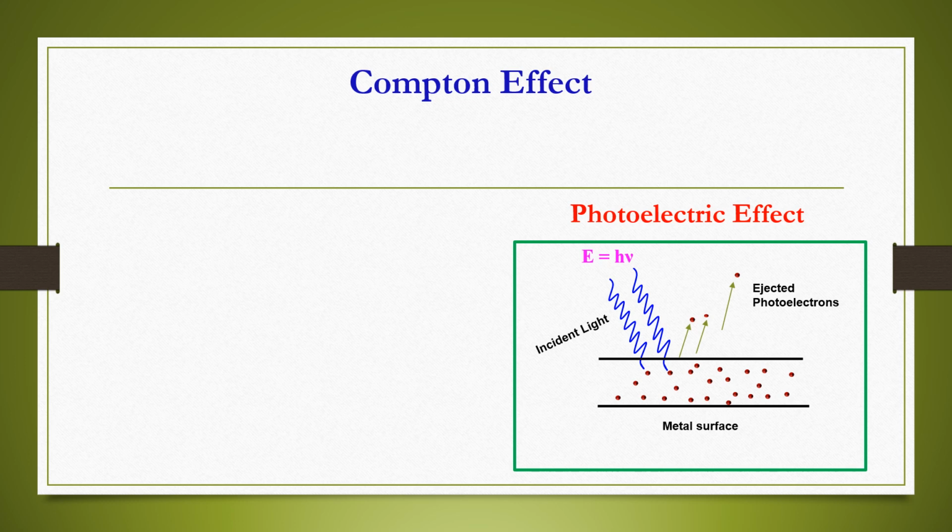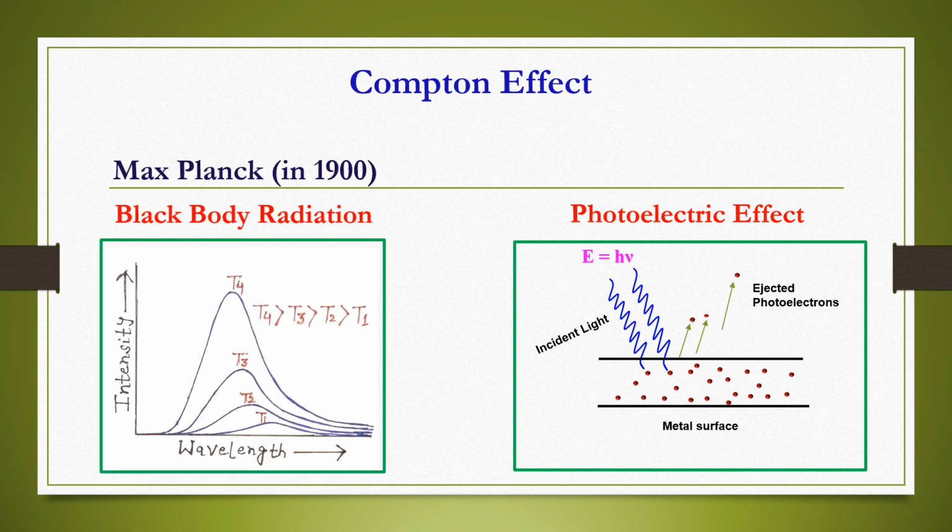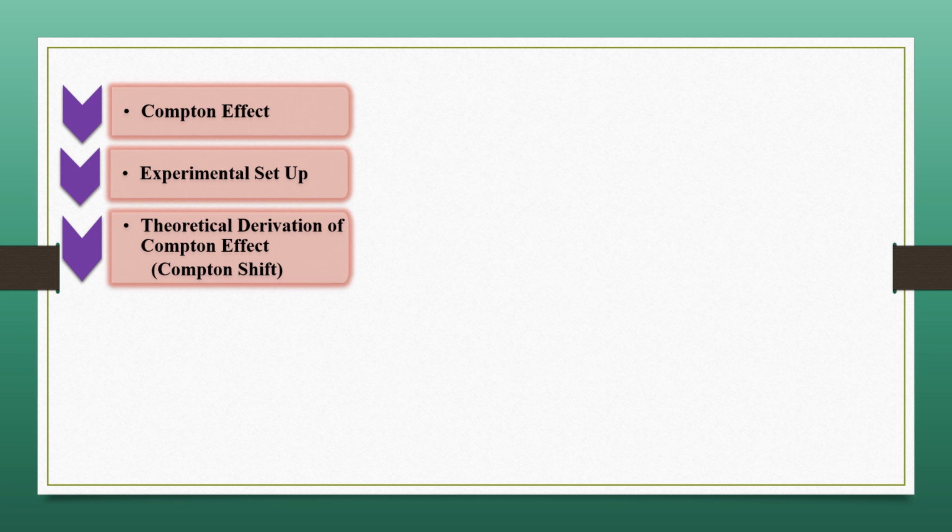Before 1900, it was believed that light is an electromagnetic wave consisting of oscillating electric and magnetic fields, but in 1900, Max Planck was able to explain the spectrum of blackbody radiation by assuming blackbody walls emit or absorb electromagnetic radiation in units or discrete packets of energy rather than the continuous fashion predicted by classical physics. Then, based on his work, Einstein in 1905 explained the phenomenon of the photoelectric effect by assuming the particle or photon nature of light. So today we are going to talk about what the Compton effect is, what the experimental setup was, and then we will see the theoretical derivation of the Compton effect.